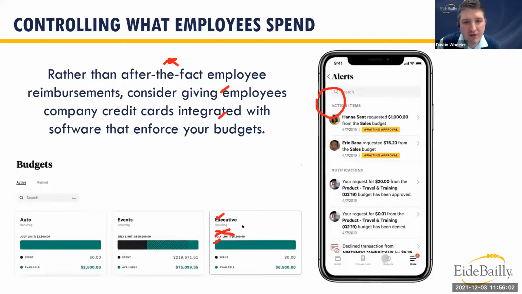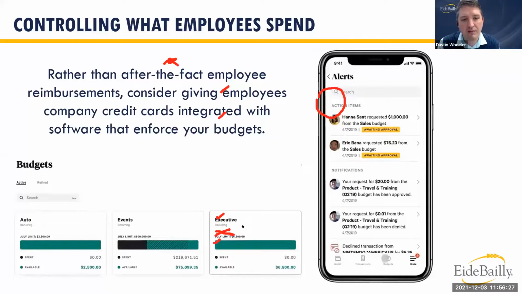It's a cumbersome process. Expense reports may not get filed for a few weeks or months. So there's an information lag, and employees may not follow company policy. They may go over budget. So the solution I've seen many companies adopt is that rather than after the fact employee reimbursements, they're giving company credit cards to employees and then integrating that with accounting software and doing this to enforce budgets.